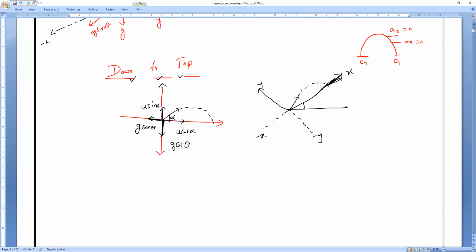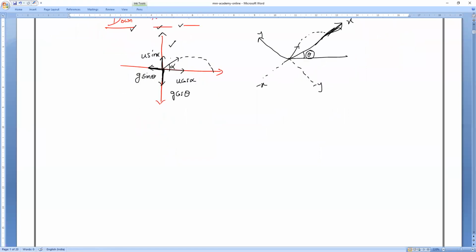So if you rotate this XY plane with how much angle? Theta angle, it will turn into like this. Am I right or wrong? Does everybody accept it or not? Yes, sir. So by using this, we can find the time of flight.